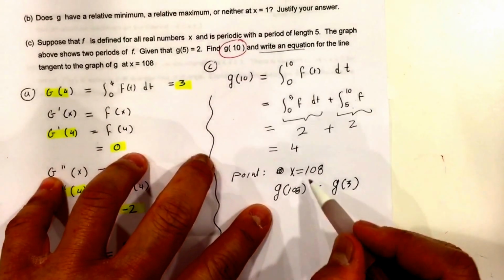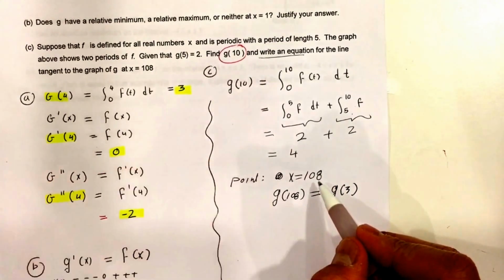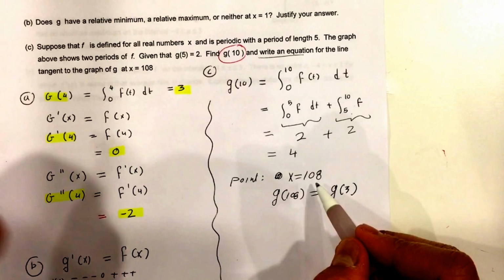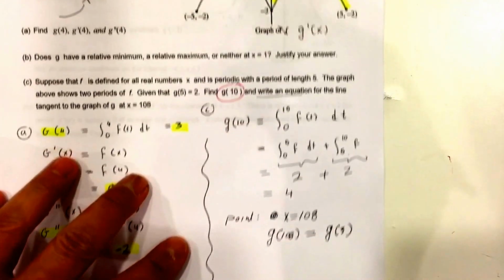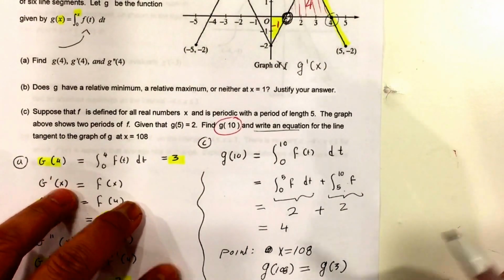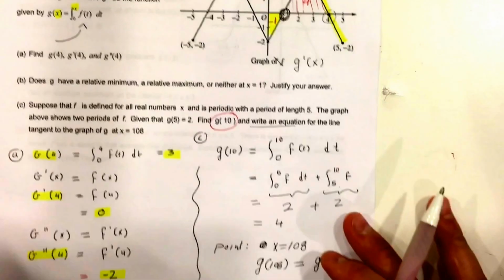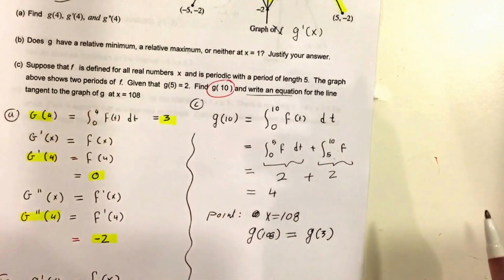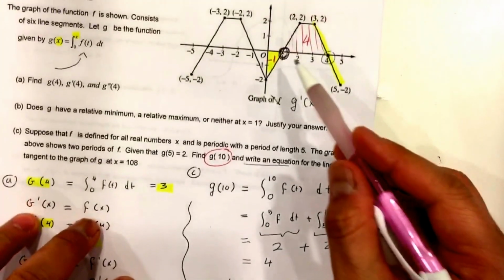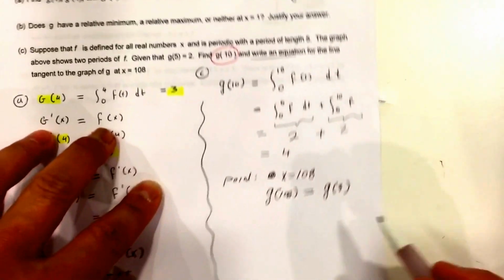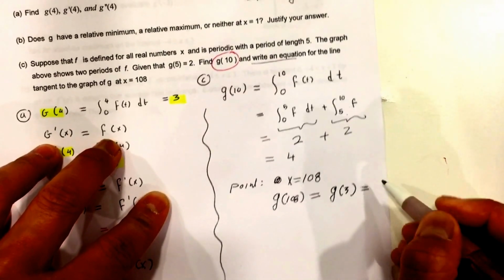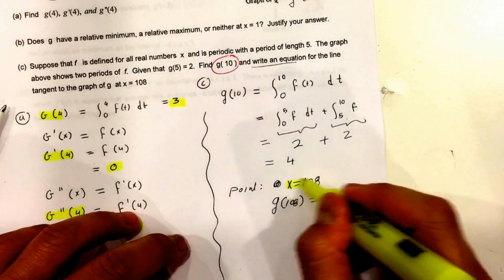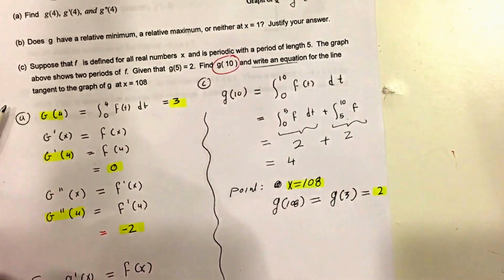But here's another way to think of it. Take 108, divide that by 5. The reason why we divide that by 5 is it's periodic, and every 5 units it repeats itself. So we divide it by 5, and if you divide by 5, you're going to have a remainder of 3. And that's why g of 108 is the same as g of 3. So that equals 2. So we know that the x value is 108 and the y value is 2.